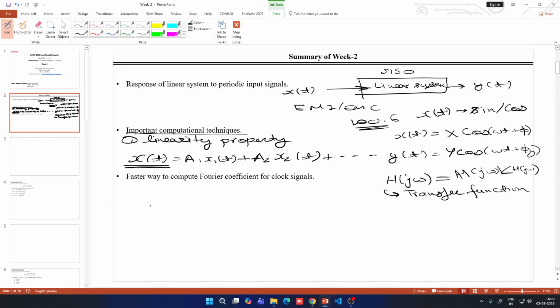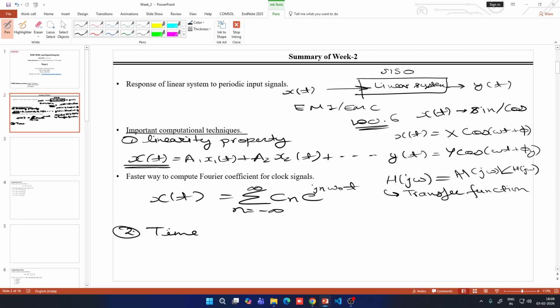And the second property: in the linearity property, we can write this x of t as the sum with n varying from minus infinity to infinity, cn e to the power j n omega naught t. Second was the time shifting property. These are all just a refresher for you guys. I am sure you have already gone through signals and systems.